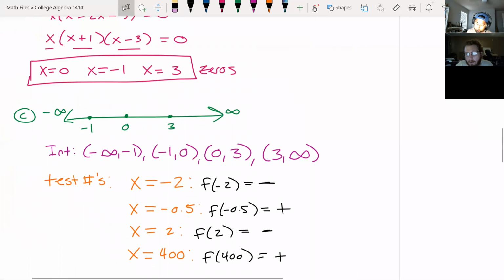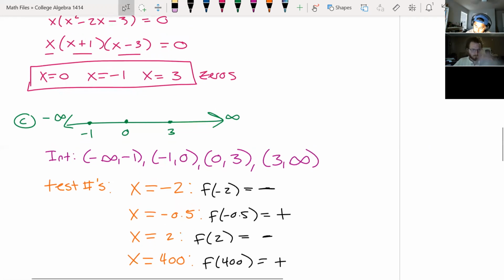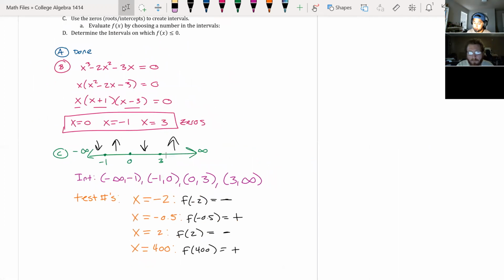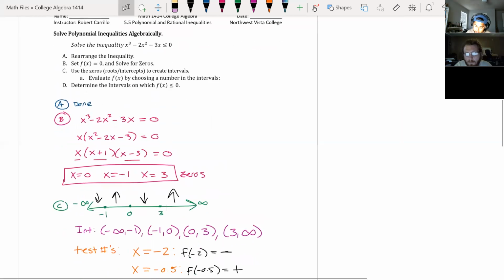From the interval negative infinity to -1, no matter what number we pick, the outcome's always going to be negative. So this means that we will be below the x-axis. And then from -1 to 0, no matter what number we pick, the output will always be positive, which means we're above, and then negative, positive. And now we use this sign chart to answer the question in the very beginning.